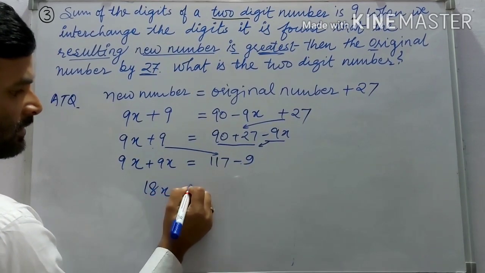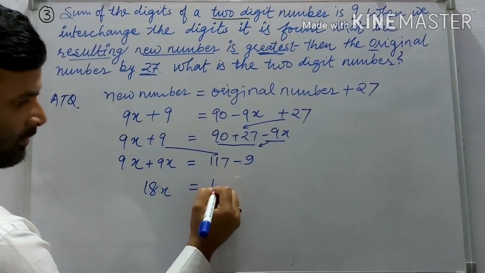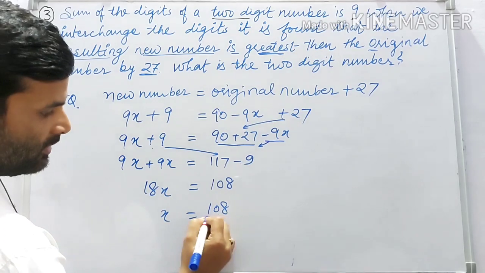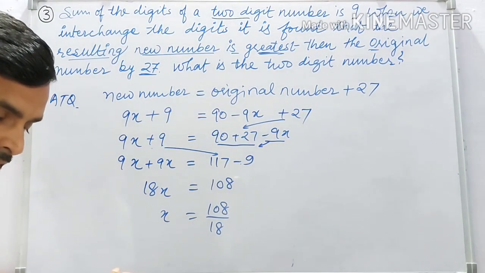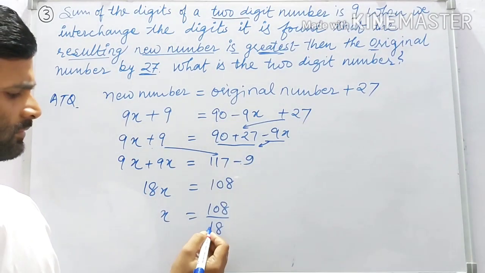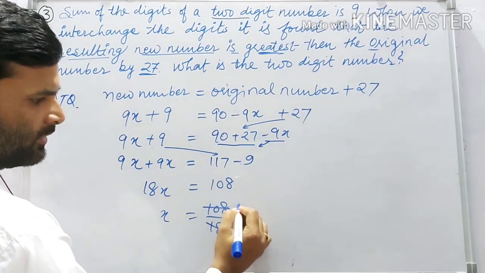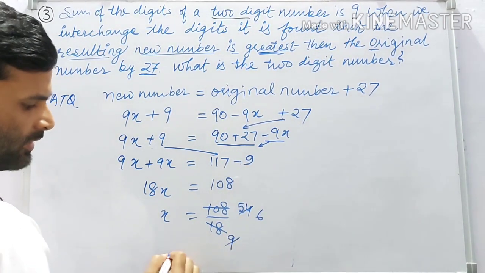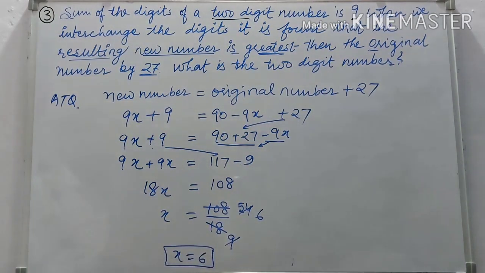18x is equal to 117 minus 9, that is 108. So x is equal to 108 upon 18. Cancelling, 18 times 6 is 108, so x is equal to 6. x is the units digit.